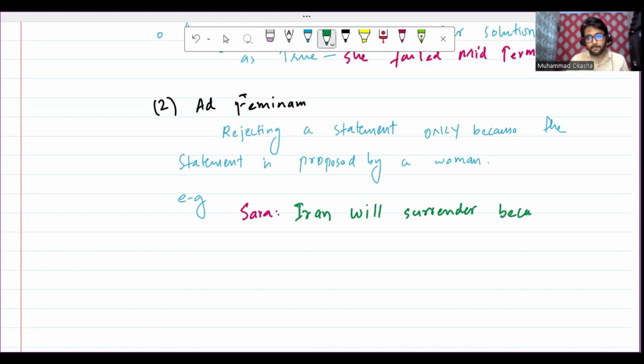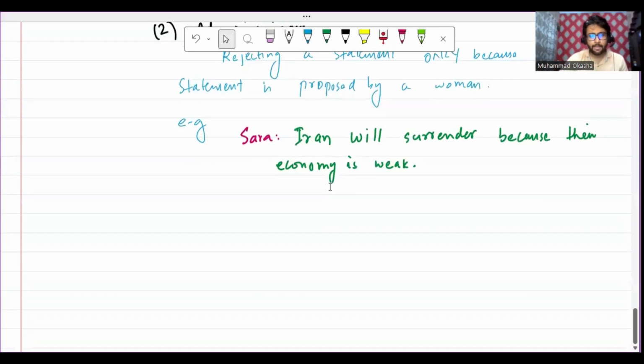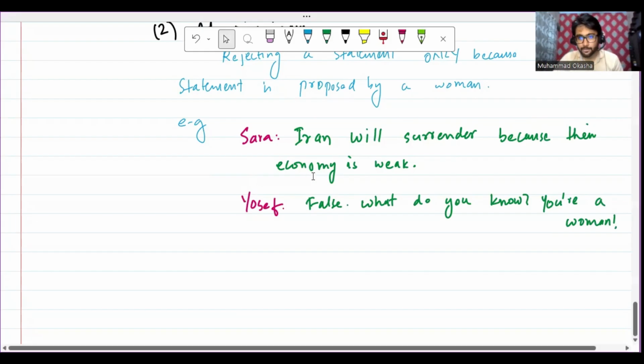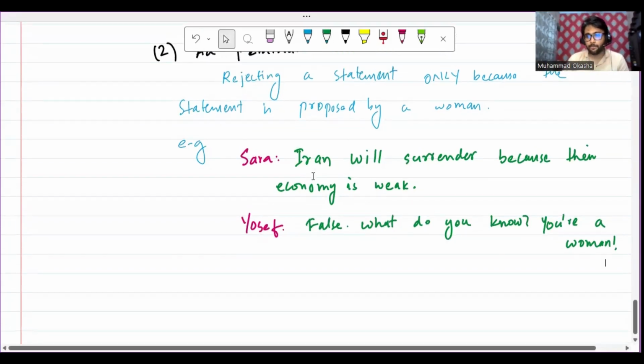because their economy is weak. Okay, she makes a statement, right? And this could be true, this could be false, but she makes a statement. And here comes a guy, Yusuf, and he says, false. What do you know? You're a woman, right? This is something that happens. I hope the girls can relate to this. What do you know? You're a woman. How do you know about anything, right?